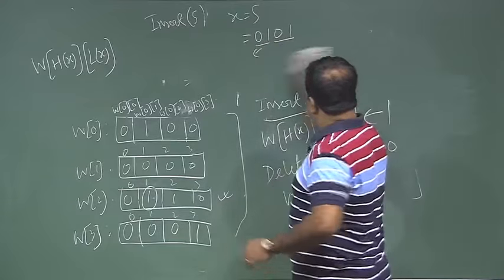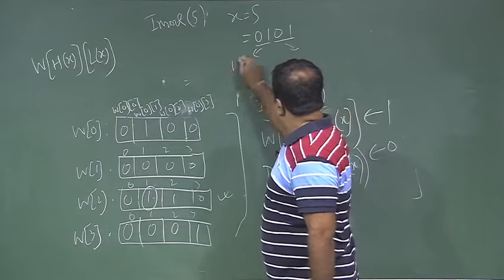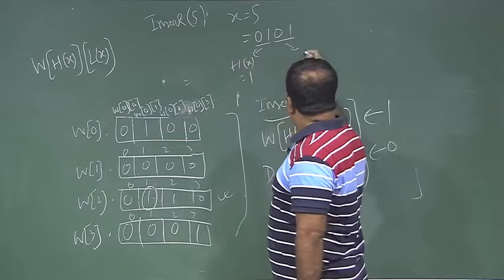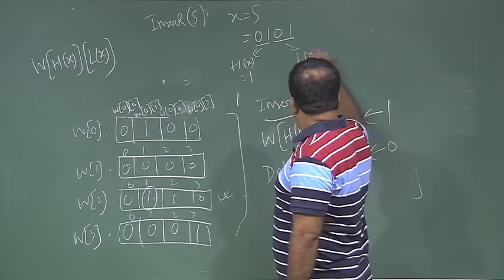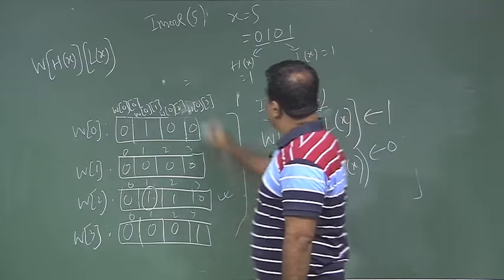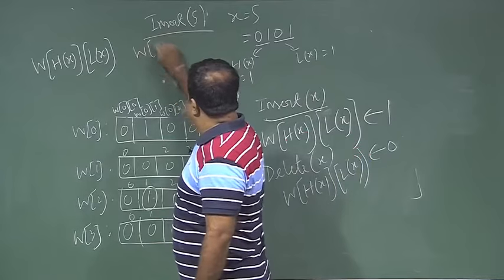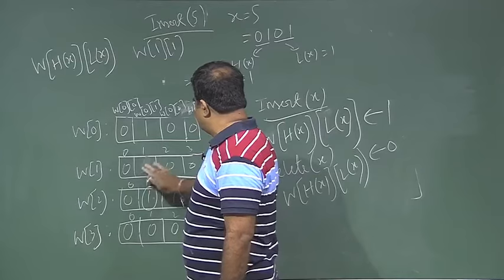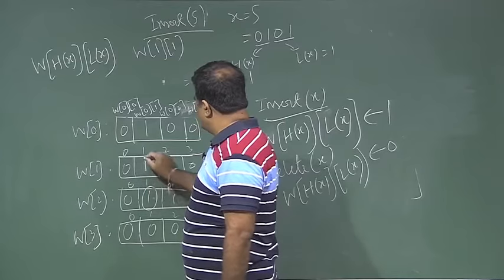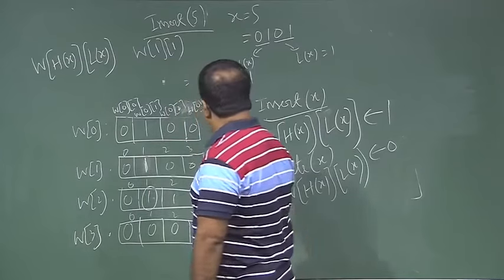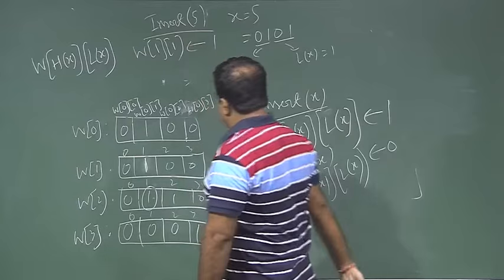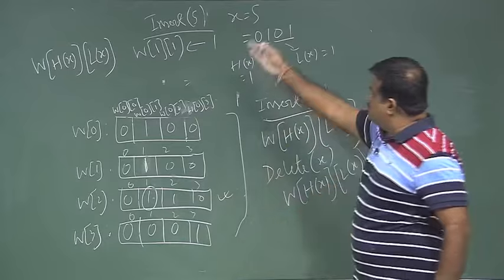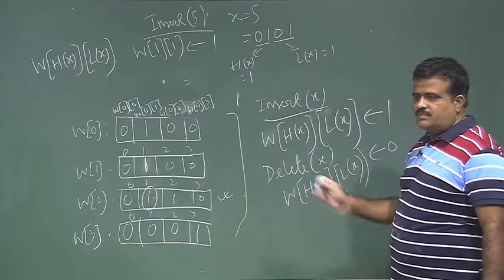Okay, so this is high of x, which gives us 1, and low of x, this is also 1. So, we have to just go for W of 1 1. So, W of 1 is this, 1 is this. So, this is basically make it into 1. This is the position for x equal to 5. So, we just put it 1. Similarly, if we want to delete 9, we have to convert it into high of x, low of x, and we go to that position for 9.